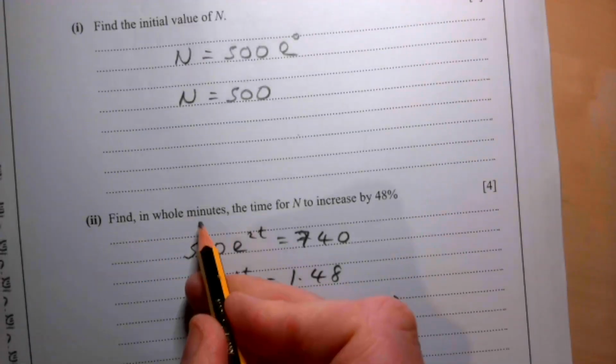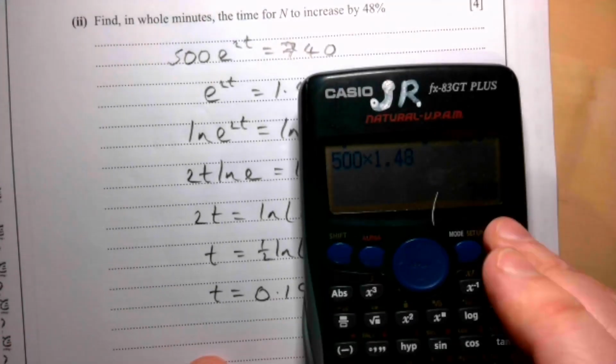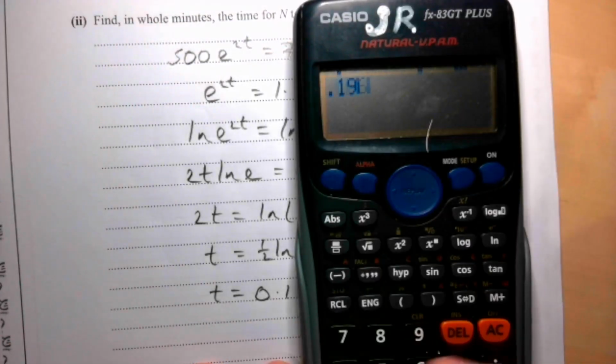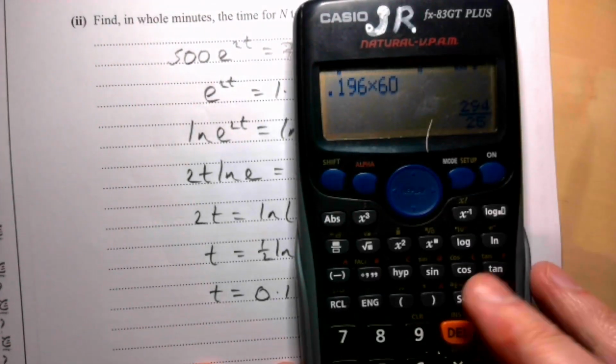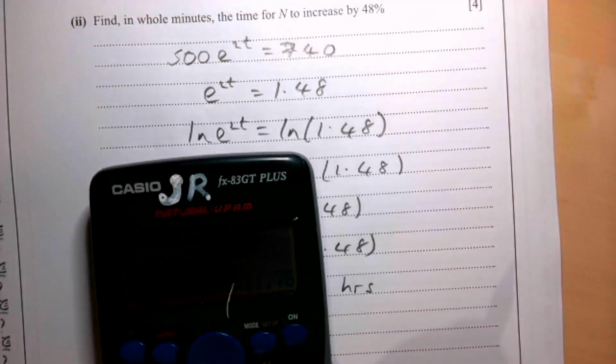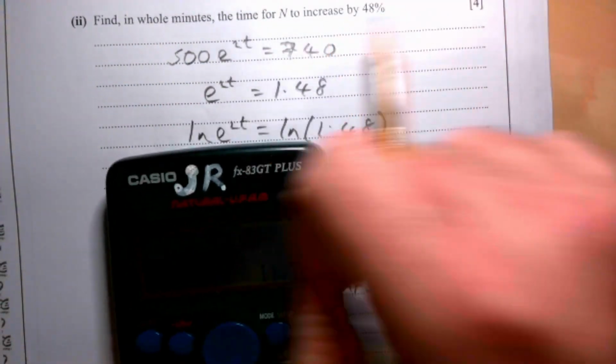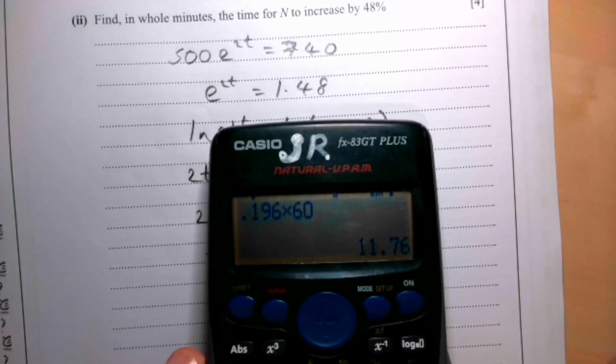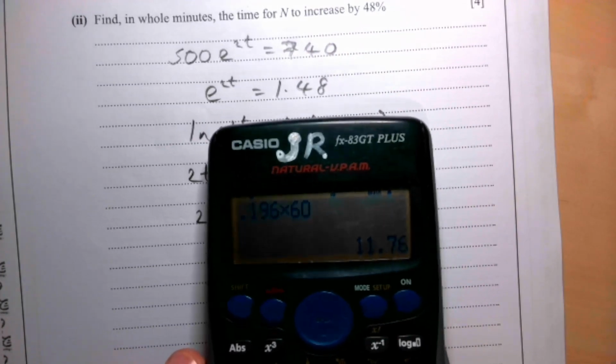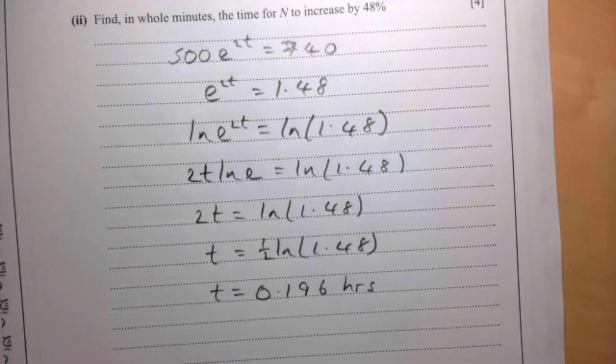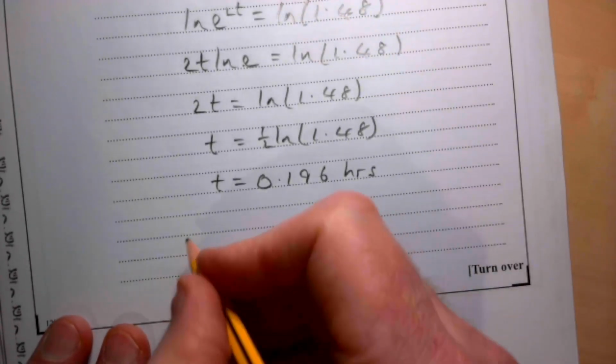They want it in whole minutes, obviously, so 0.196 times 60 is going to be 11.76. So that's very hard for you to see. Yep, 0.196 times by 60, 11.76. So in whole minutes, our answer then is going to be 12 minutes.